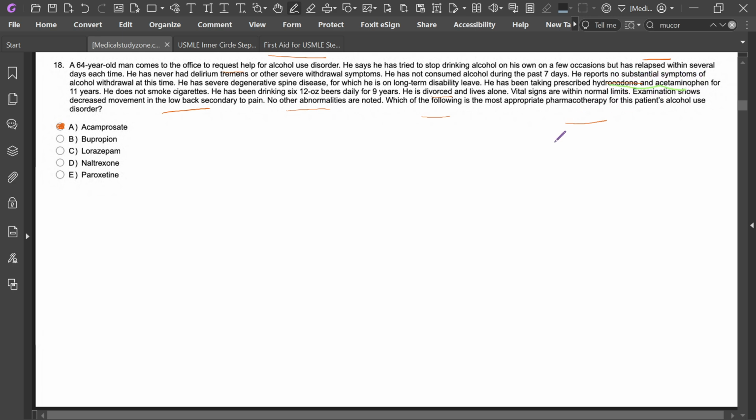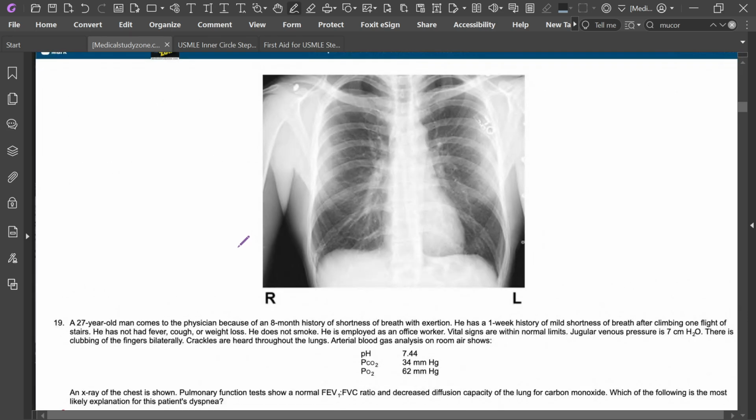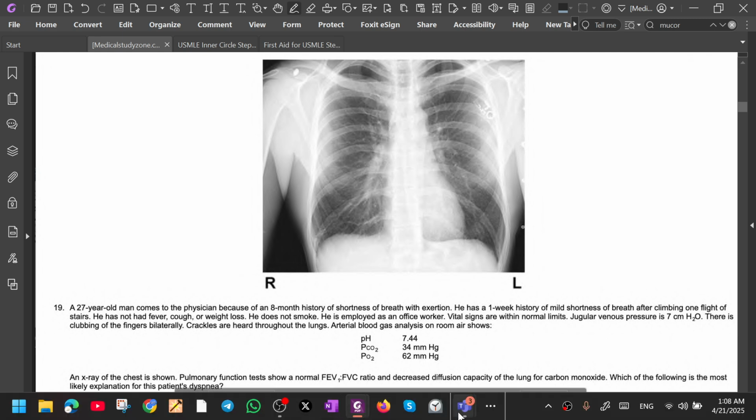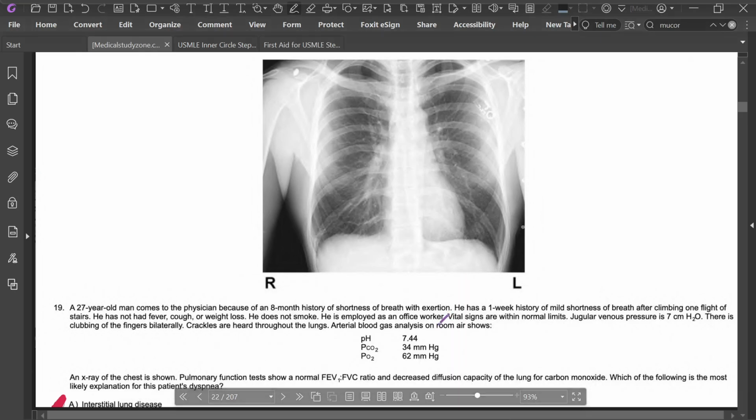A 27-year-old man comes to the physician because of an 8-month history of shortness of breath with exertion. He has a 1 week history of mild shortness of breath after climbing one flight of stairs. He has not had fever, cough, or weight loss. He doesn't smoke. He's employed as an office worker. Vital signs are normal. Jugular venous pressure is, I guess, normal. There is clubbing of the fingers bilaterally. Crackles are heard throughout the lungs.